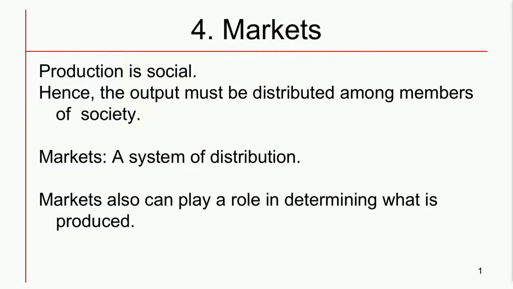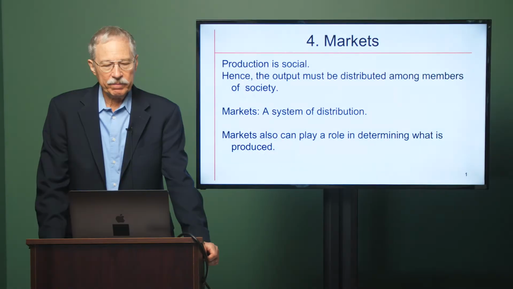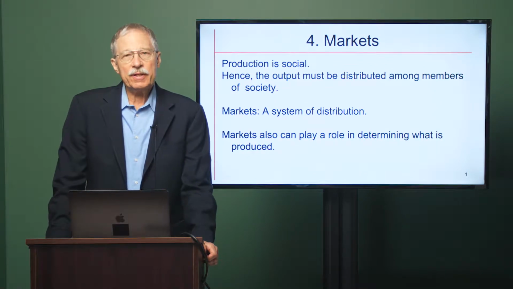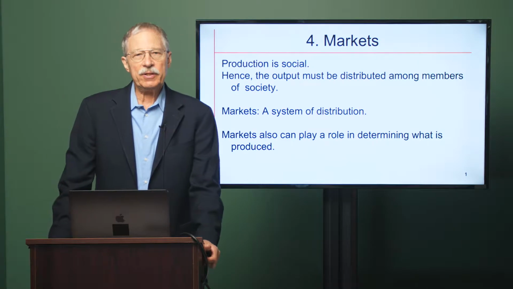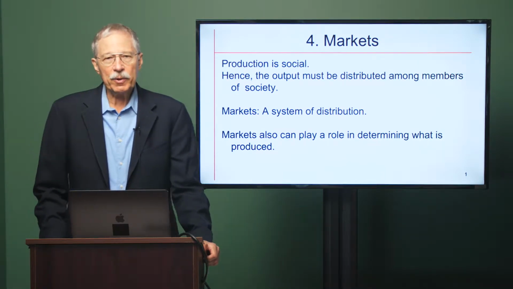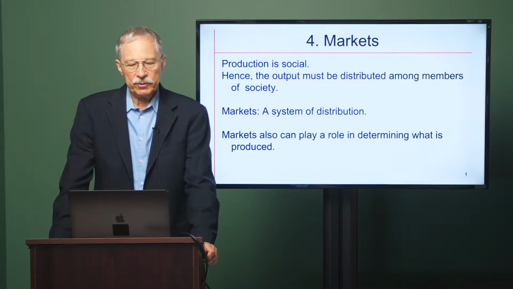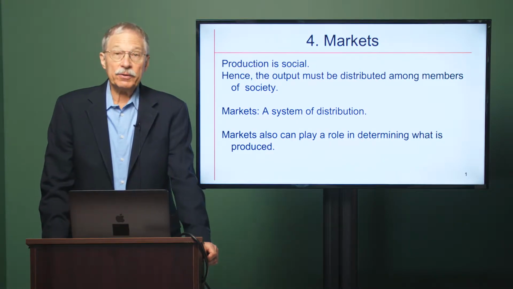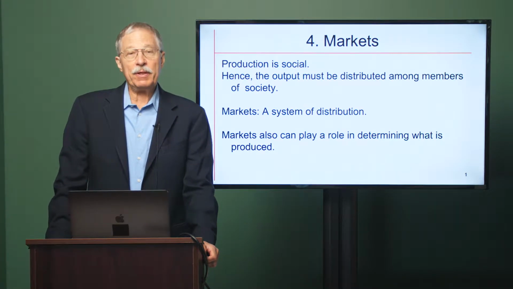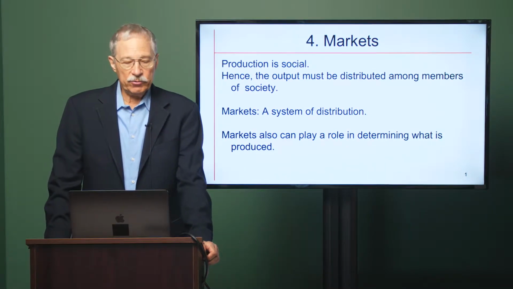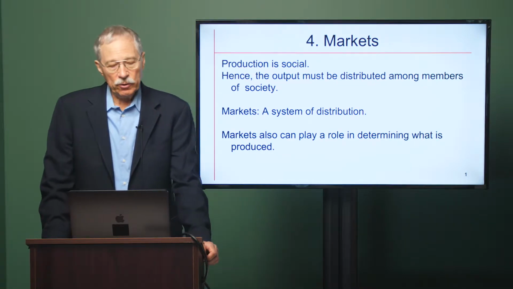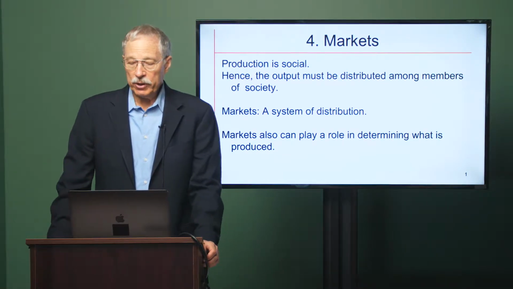In this section, we will look into markets, which are very important in our contemporary economy. Production is, as I mentioned in an earlier lecture, a social process that people engage in groups and in ways that are interdependent among individuals. As a result, the output that is produced must be distributed among members of society. Markets are one possible way of distributing what is produced. Markets also can play a role in determining what is produced.